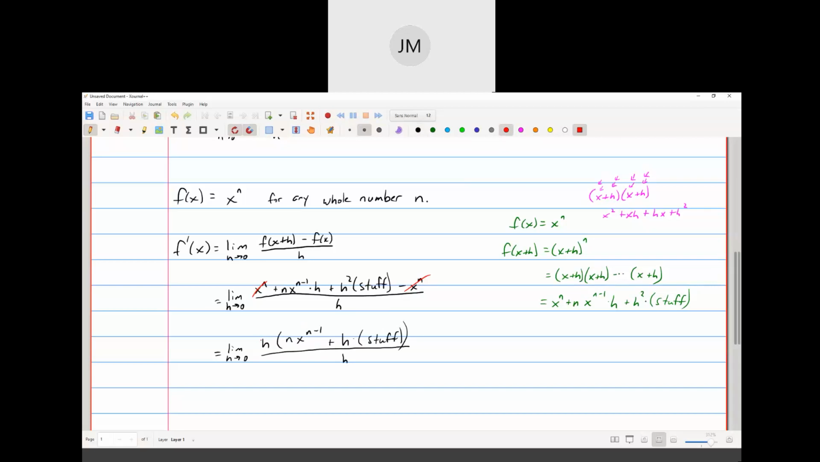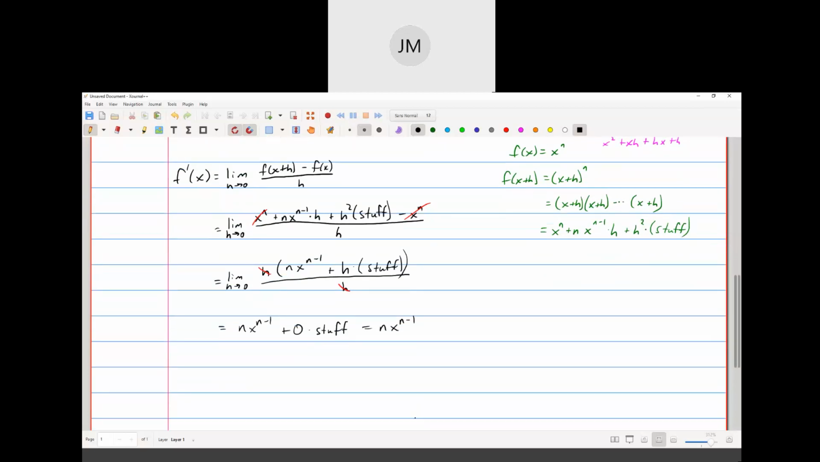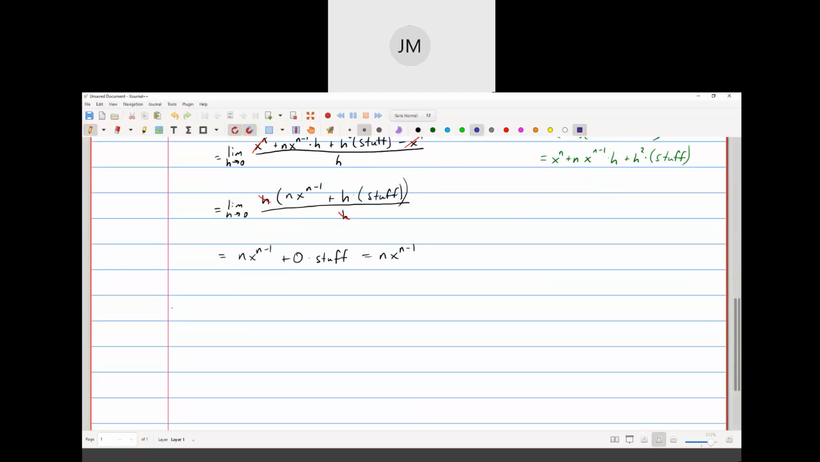And now that I have an h factored out of the numerator, I can cancel it with the h in the denominator. And now I can do direct substitution. And so I have nx to the n minus 1 plus 0 times a bunch of stuff. And it doesn't really matter what that stuff is because it's being multiplied by 0. So we end up with a formula. So when I take the derivative of x to some power, I get that power times x to the power minus 1. Right? The power comes down, and we lower the power by 1.